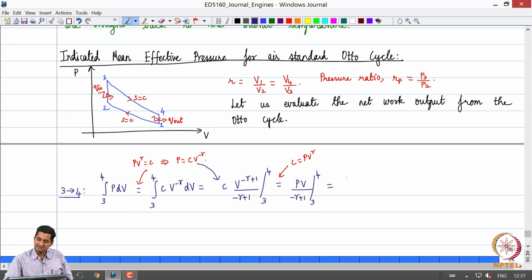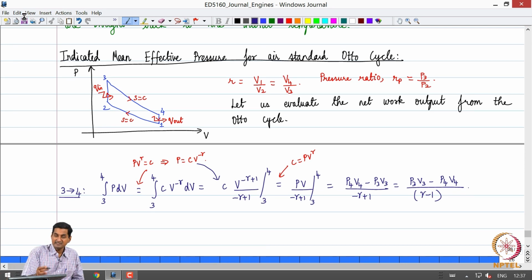As a result we will get (P4 V4 minus P3 V3) by (-gamma+1). This I rewrite as (P3 V3 minus P4 V4) by (gamma minus 1), okay. Anyway, this work is positive, because it is a work output term during the expansion process, and we can see that that quantity is going to be positive.